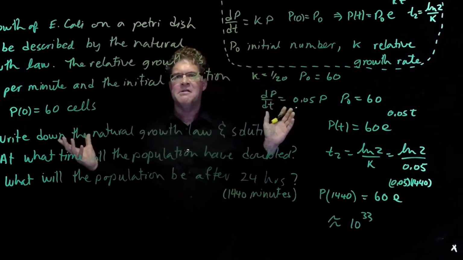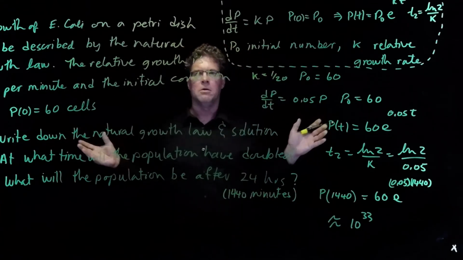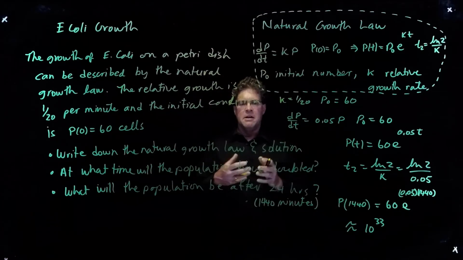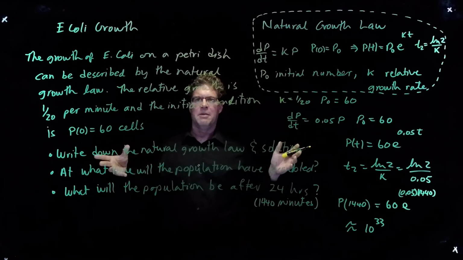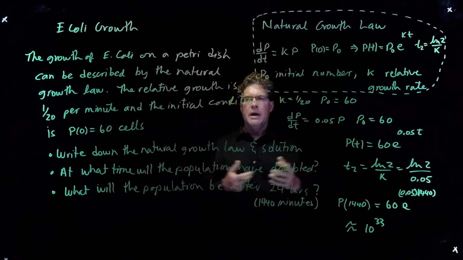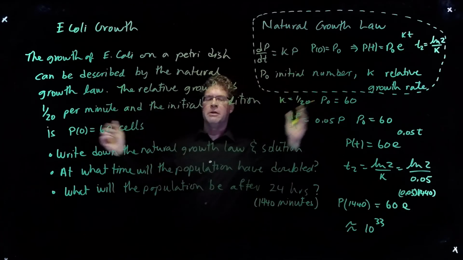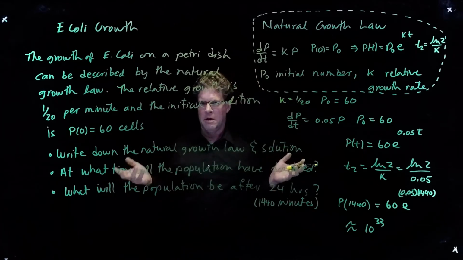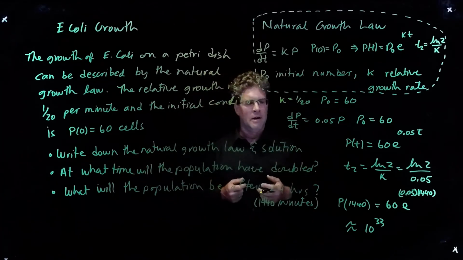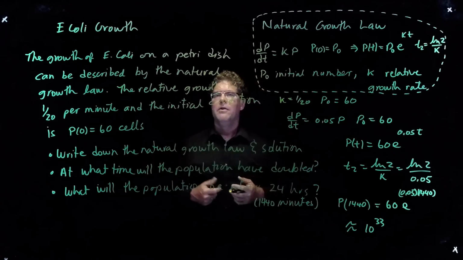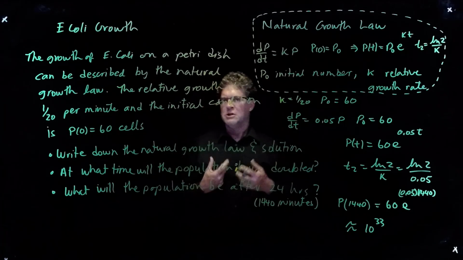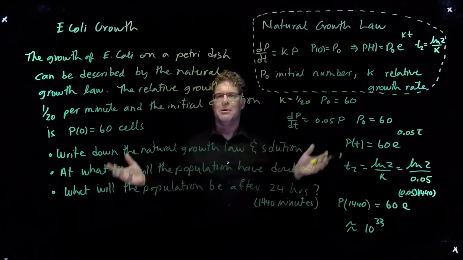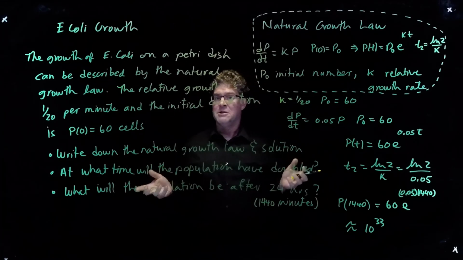Okay, it's this massive number. It would fill the world many times over. And this shows that unconstrained exponential growth, as described by the natural growth law, will just take off and take over everything. And in fact, this was the basis for a very early novel by Michael Crichton called The Andromeda Strain, where there was this bacterial strain which escaped and got out into the wild and started to take over the world. And you could see that this could lead to a lot of suspense.